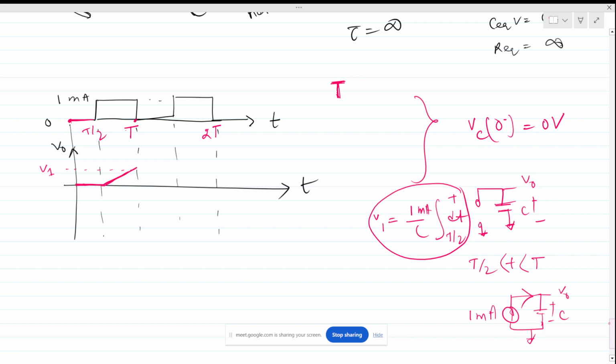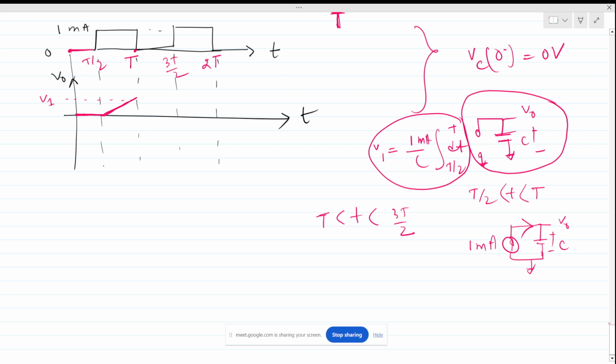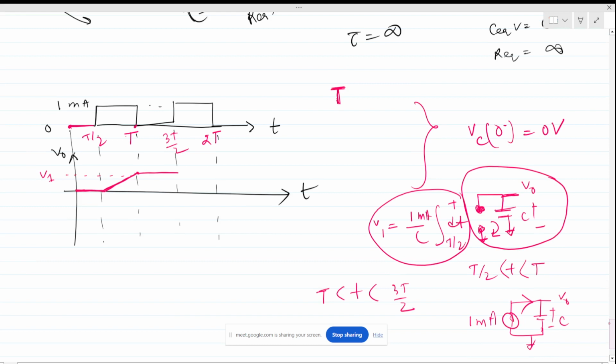Now T to 3T by 2. What will the picture be? From T, the capacitor will hold its value. Again the circuit will look like this, but as there is no current, the current source acts as an open circuit. So the capacitor cannot be charged or discharged, and it will hold its previous voltage. The previous voltage was this, the V1 value.